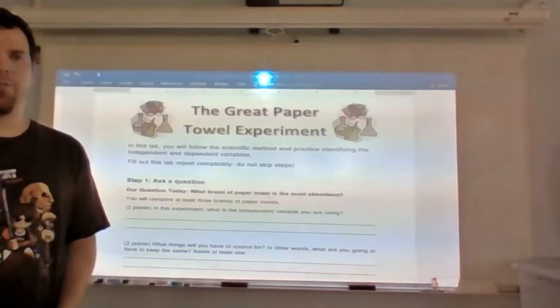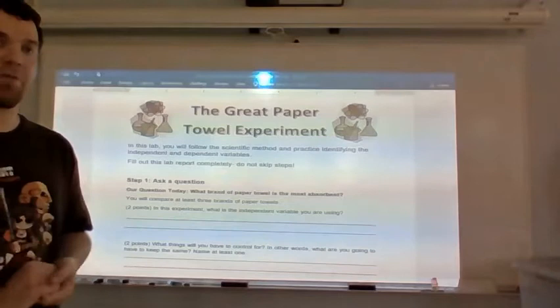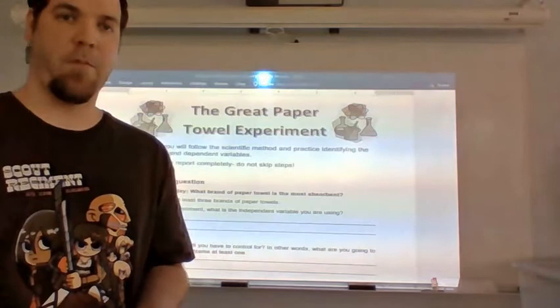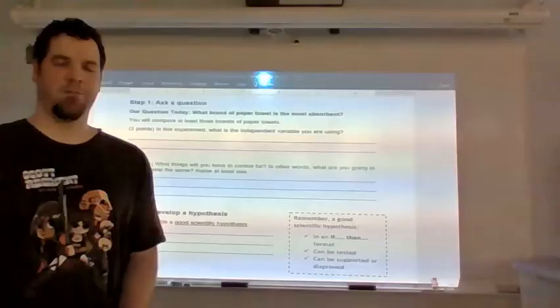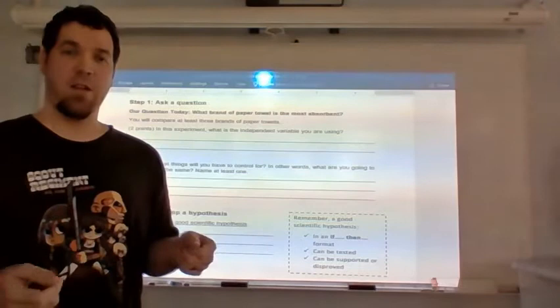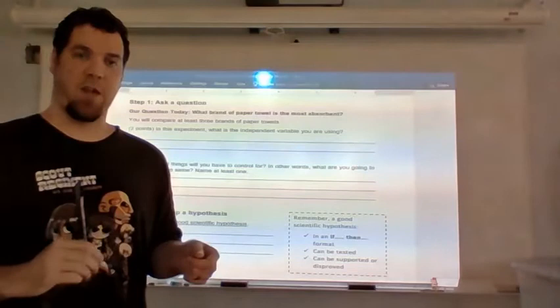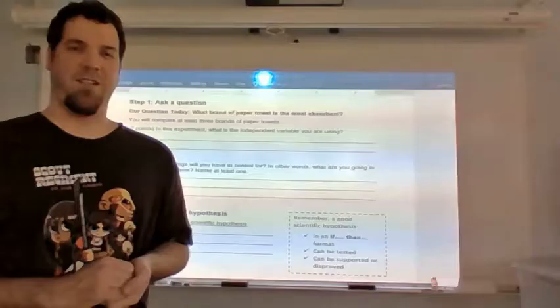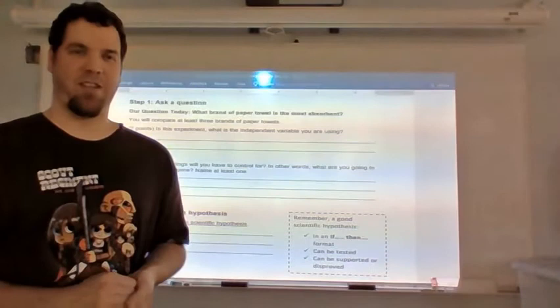Two asks what things you will have to control for. In other words, what are you going to have to keep the same? Remember, in any good experiment, we are only changing one variable. There are two ways to do this experiment. One is to count how many pennies the towel will hold when it is wet. We would wet the paper towel and put pennies on it until it rips and the pennies fall. We would count the number of pennies, and that would be one way to test the paper towel strength.